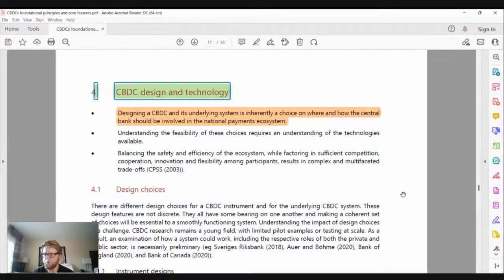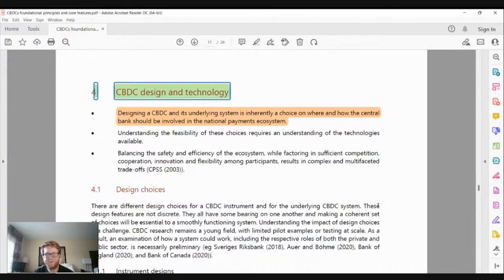Again, it's a report done by multiple central banks from developed countries throughout the world, like the Swiss National Bank, the Bank of Japan, Bank of Canada, the ECB, the Board of Governors of the Federal Reserve, and others as well. I think the BIS is in there too, off the top of my head. But anyways, specifically on how you design one of these things.